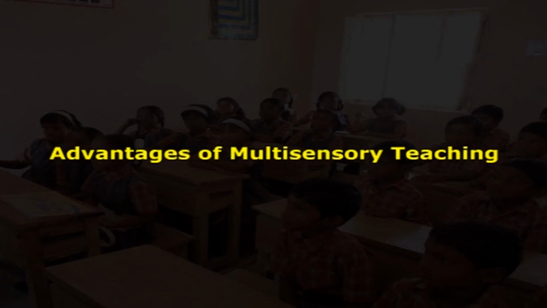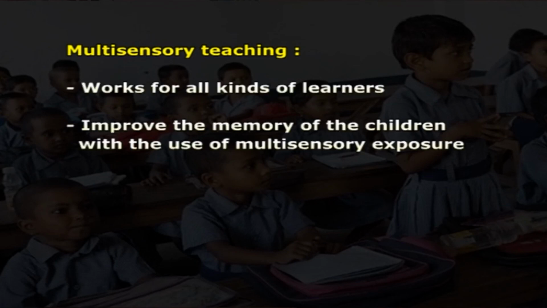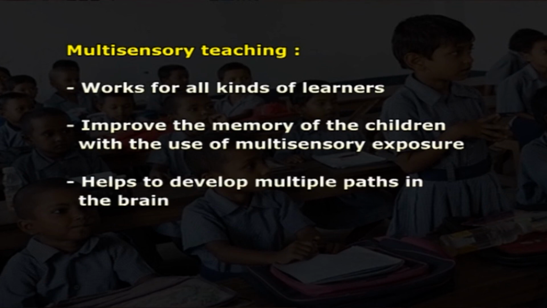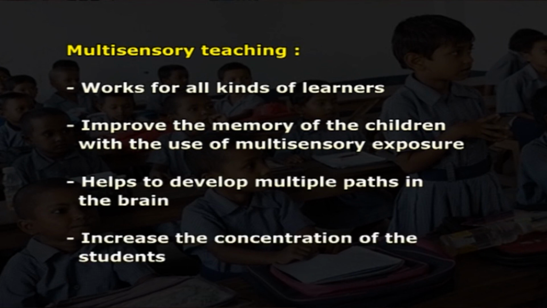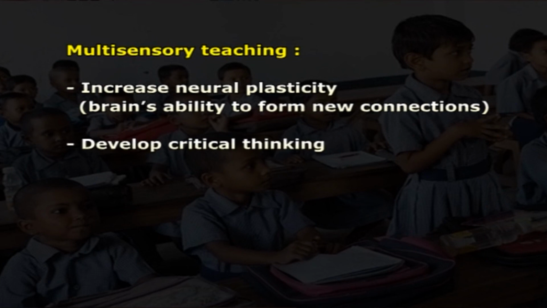Multisensory teaching provides the opportunity to learn through different senses, and this helps students to make stronger connections in the brain. Multisensory teaching works for all kinds of learners. It improves the memory of the children, helps to develop multiple paths in the brain, increases the concentration of the students, increases neural plasticity, that is the brain's ability to form new connections, develops critical thinking, and increases interest in learning.